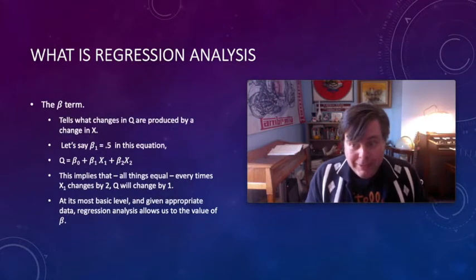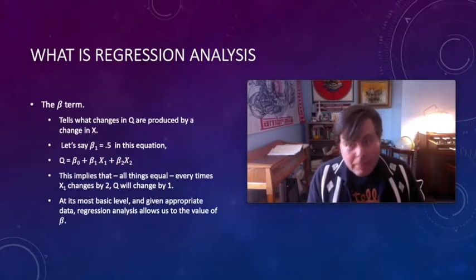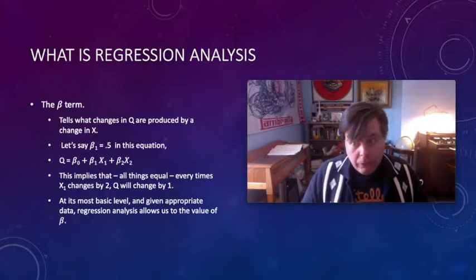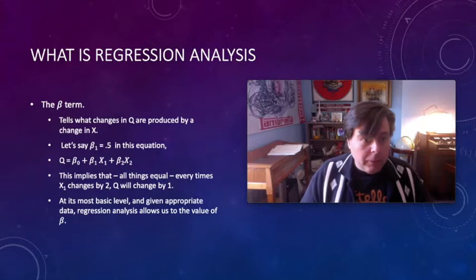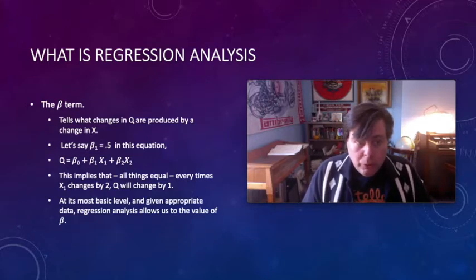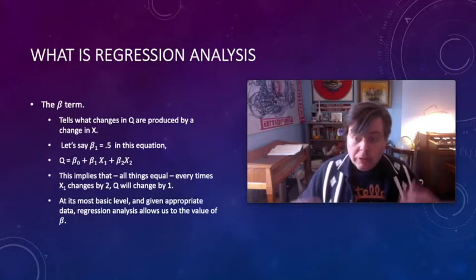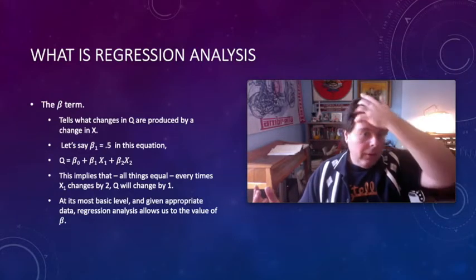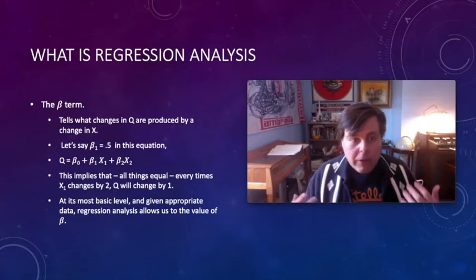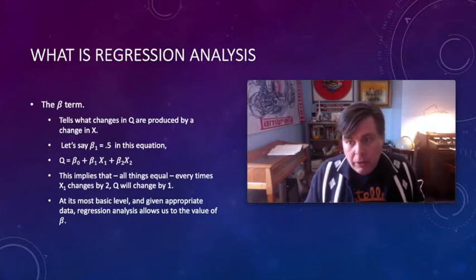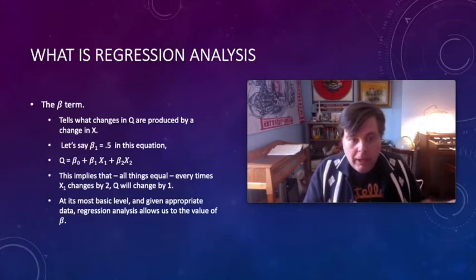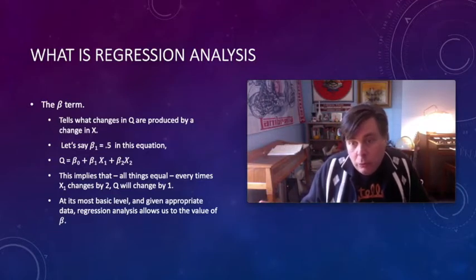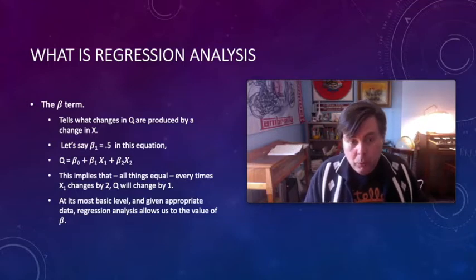So what did I leave out? I didn't talk about that beta, that scary Greek letter. Well, the beta terms, whether it be the first one or the second one, beta 0 is a little different, I'll come back to that in a second, tell us what changes in q are produced by changes in x. In other words, it tells us how sensitive q is to changes in x. For example, if we say that beta 1 is 0.5 in that equation from the last slide, this implies that every time x changes by 2, q will change by 1.